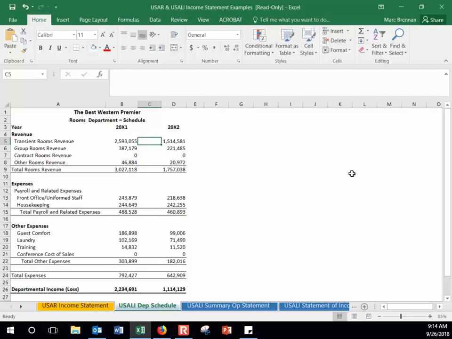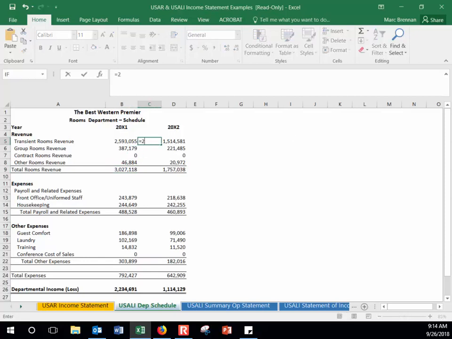So, common size analysis, we're always looking at one common number, except when we're looking at a USAR income statement or a food and beverage department. This happens to be a rooms department. So remember that we're always comparing each line on our income statement to one common number. That's the common size analysis. And that common number is always going to be the total revenue of whatever income statement we're looking at. In this case, we don't have total revenue, we've got total rooms revenue, but that's okay. That's what we're going to compare everything to right now.